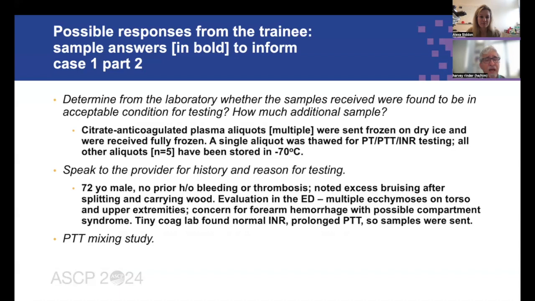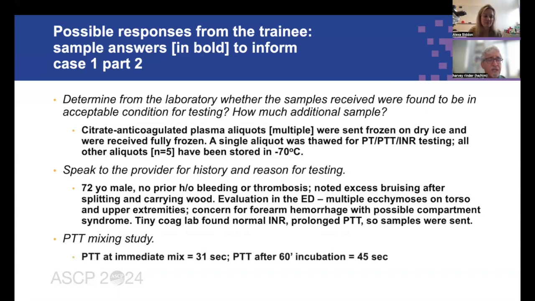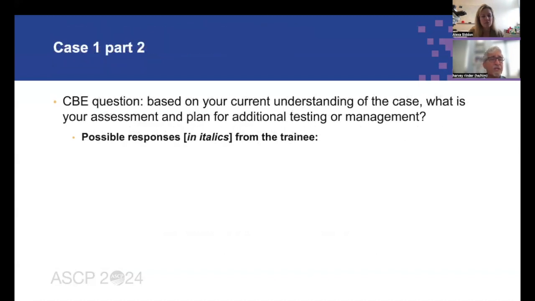The tiny coag lab found a normal INR and prolonged PTT like we did, so samples were sent. And our resident wants a PTT mixing study, which we gave. At immediate mix, it decreased to 31 seconds, but after 60 minutes of incubation at 37 degrees C, the PTT prolonged back up to 45 seconds. With that information, we're asking our trainee now, okay, based on your current understanding of the case, what's your assessment and plan for additional testing or management?